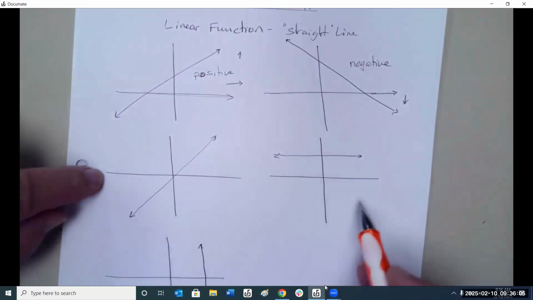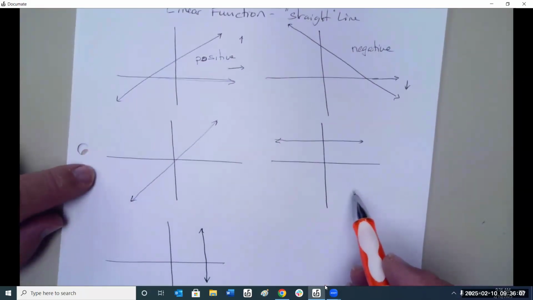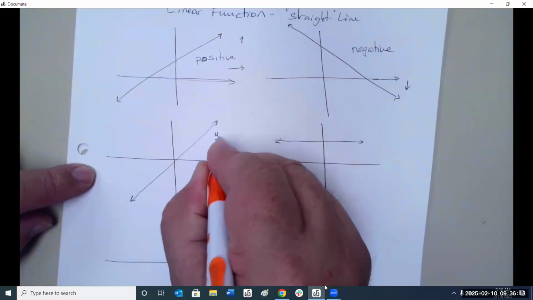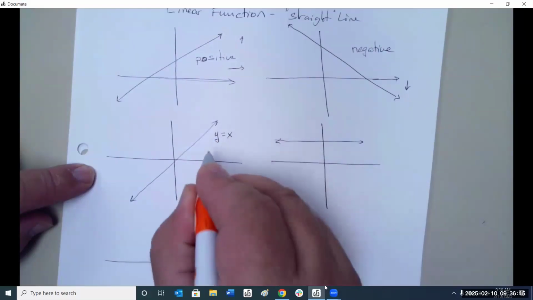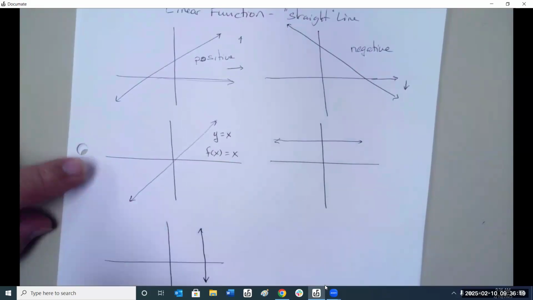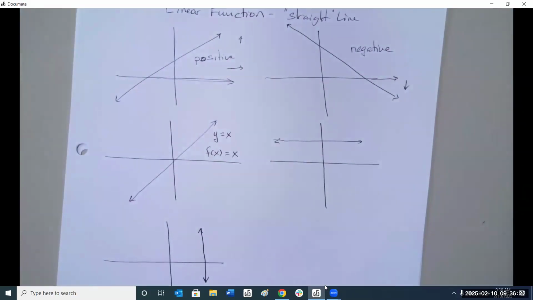What are these next two we talked about last week? This is your identity function. Y equals x, or f of x equals x. A diagonal line.